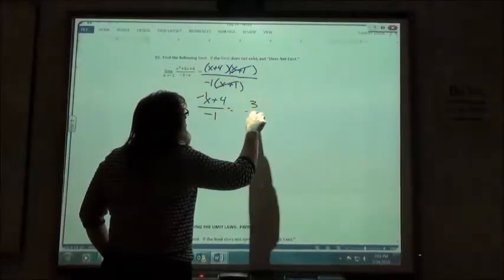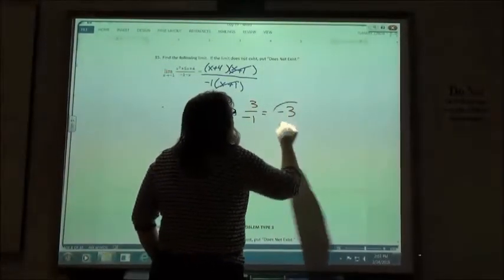So I'm finding the limit as x approaches negative 1. I'm going to put negative 1 in for my x. Negative 1 plus 4 is 3. 3 divided by negative 1 is negative 3.